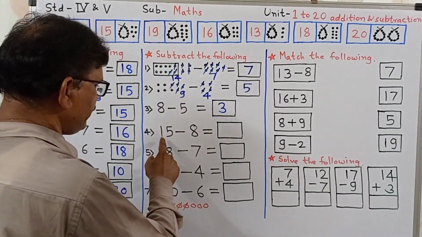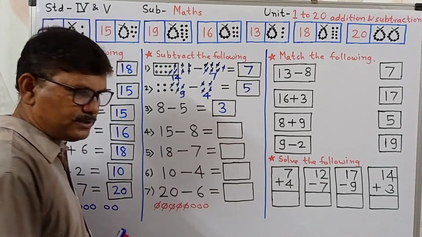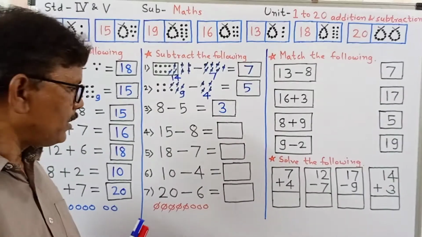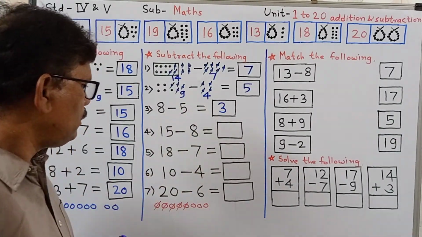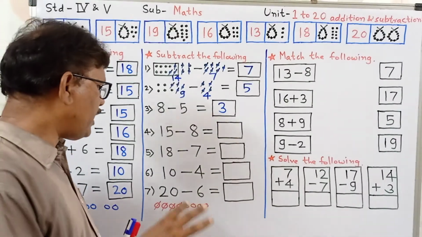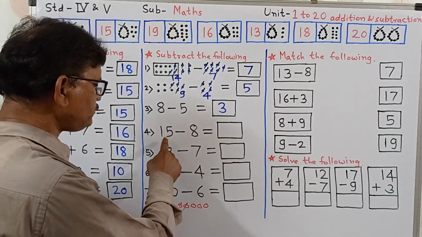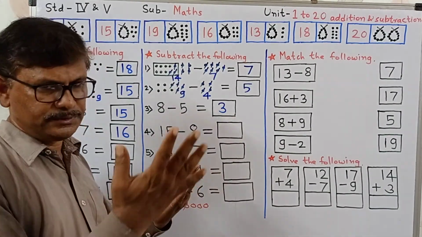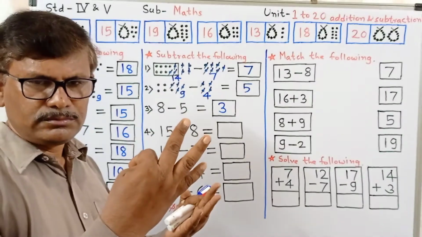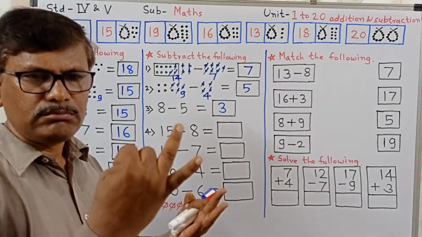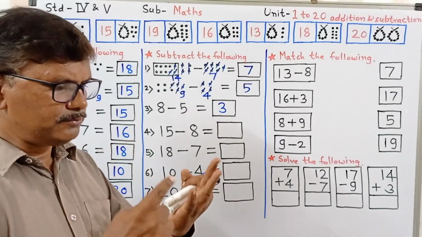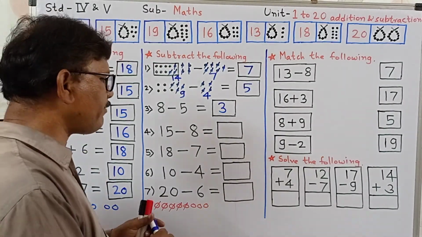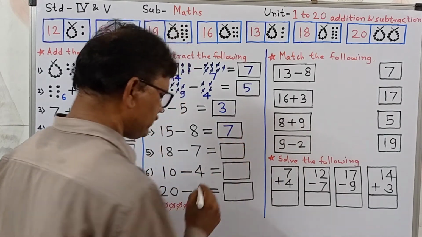Listen. Next one. 15 minus 8. Now we are not taking this method. Now the second and third method we are taking. Okay. 15 minus 8. So take 8 fingers and count down from 15: 14, 13, 12, 11, 10, 9, 8, 7. Which number has come? 7. This is a very easy method.